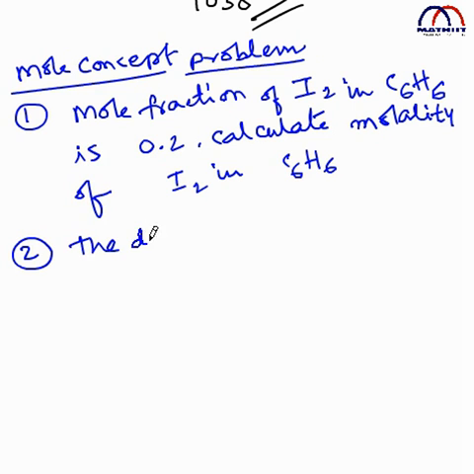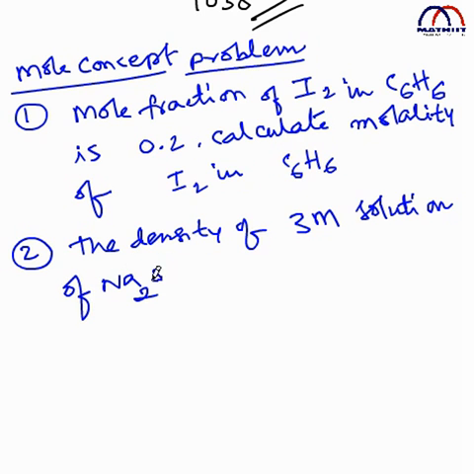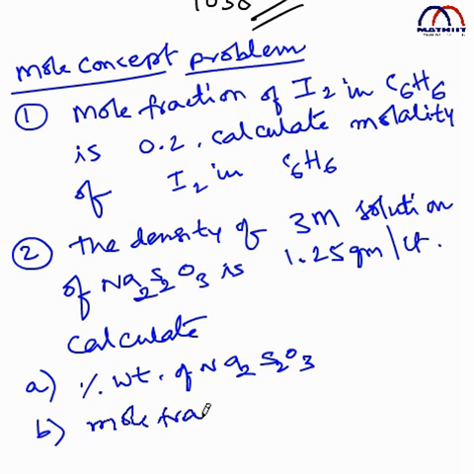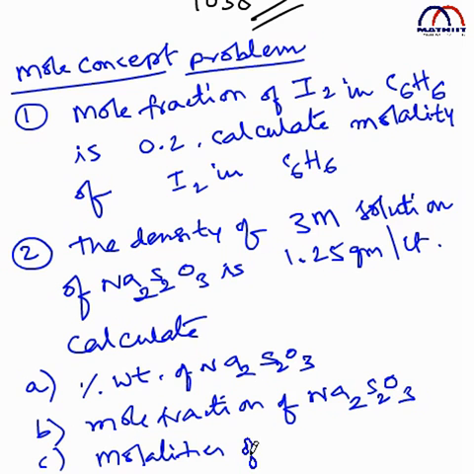Number 2: the density of 3 molar solution of Na2S2O3 is 1.25 grams per liter. Then calculate percentage weight of Na2S2O3, then mole fraction of Na2S2O3, which is nothing but hypo, then molalities of Na plus and S2O3 minus 2 ions.